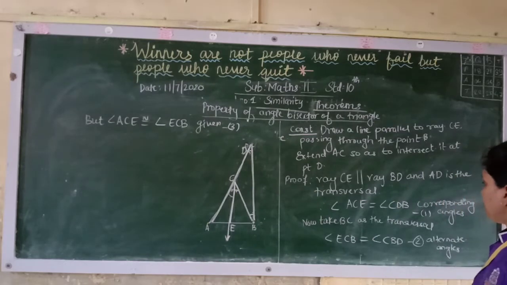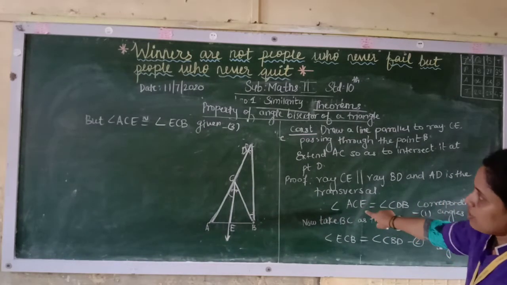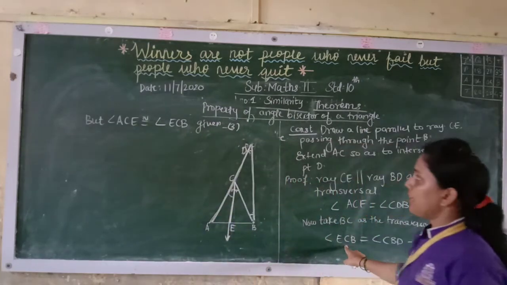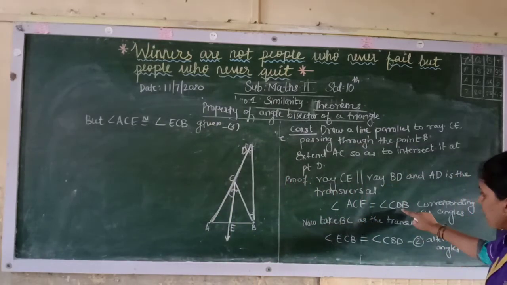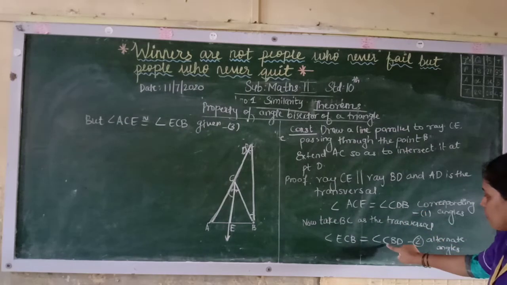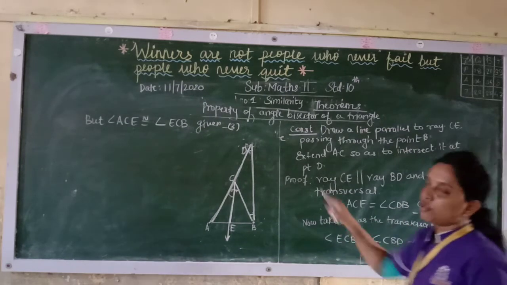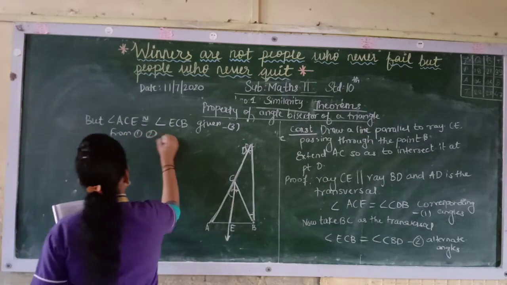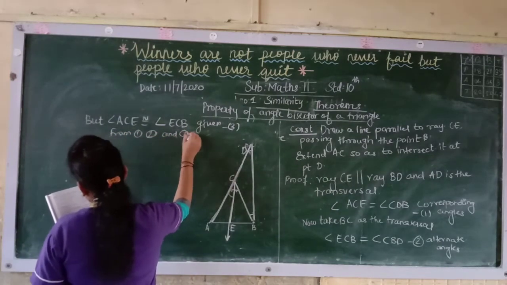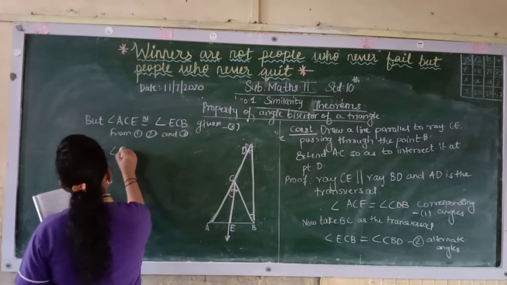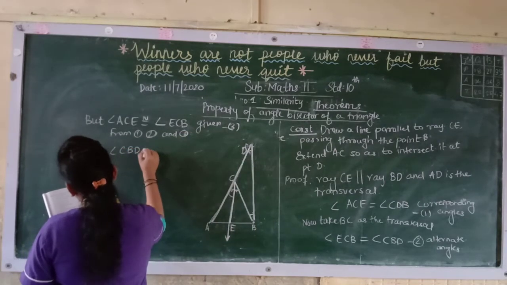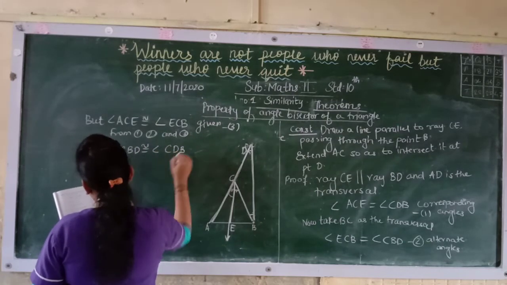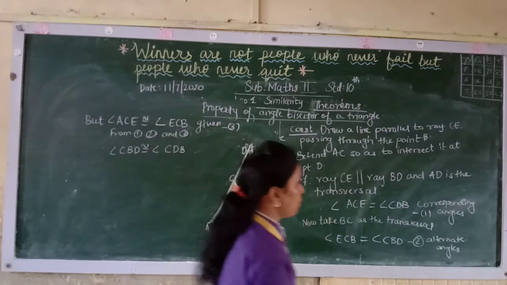Now see 1, 2, 3. Now if you see, ACE here you are getting common, ECB you are getting common. These things will go. So what you will get? That CDB is equal to CBD from 1, 2 and 3. You will get therefore angle CBD is congruent to angle CDB. I hope you have understood over here.